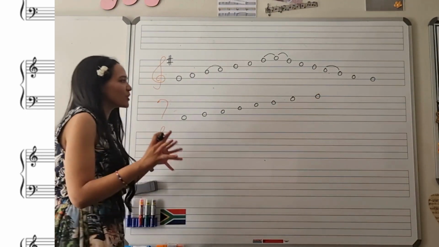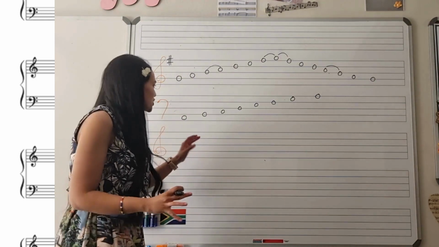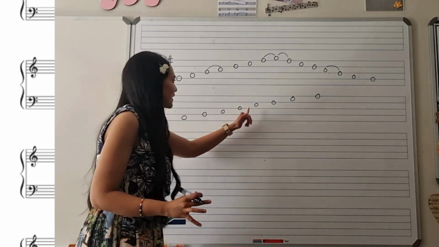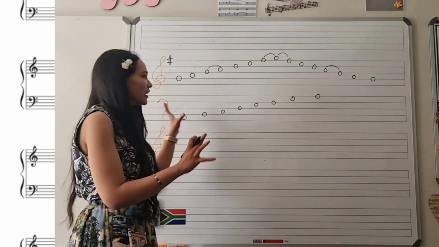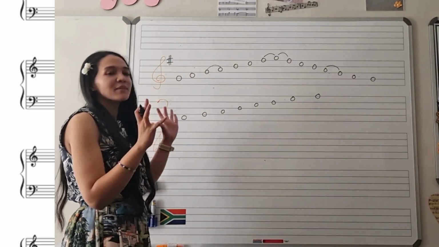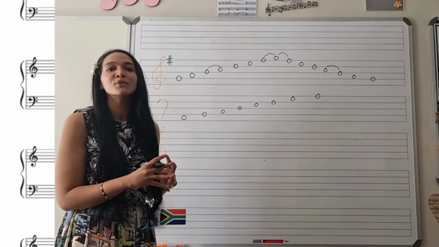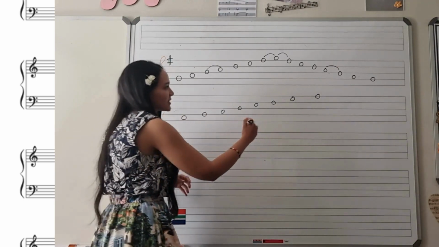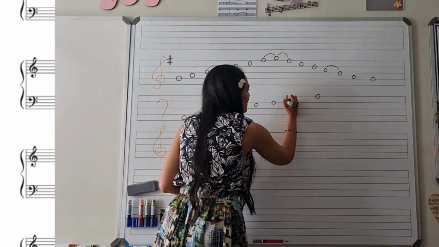And if you're not sure if you skipped any lines or spaces, just make sure: space, line, space, line, space, line, space, line. Good, and we have 8 notes, that's great. Then remember, in a harmonic minor, you need to raise the 7th, and the 7th is over here, second last note, and that will become a G sharp.